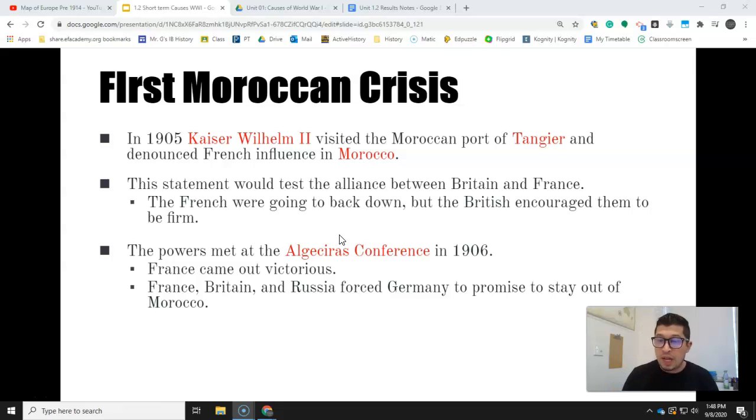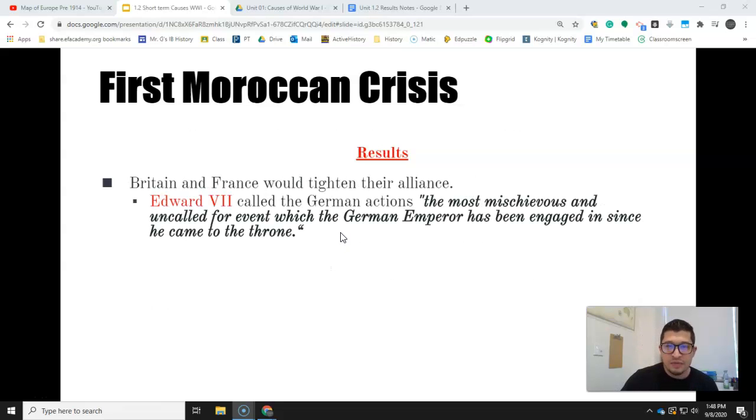So Germany backs down, all right? Germany withdraws from Morocco after Britain steps in at the Algeciras Conference in 1906. All right? I'm going to come back to this part right here in a second. But King Edward the Seventh said that this was the most mischievous and uncalled for event which the German Empire has been engaged in since he came to the throne.